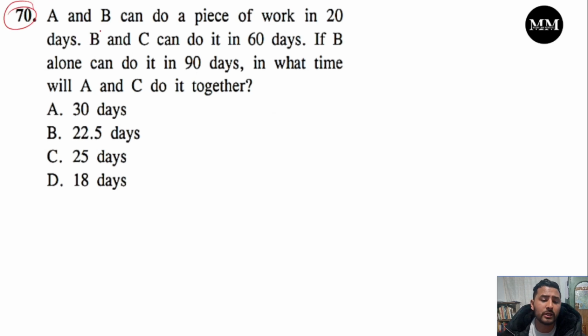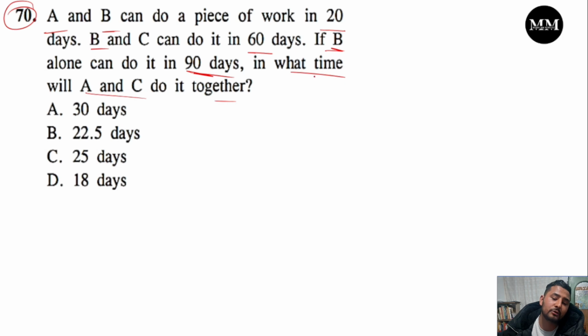A and B can do a piece of work in 20 days. Again, time and work. B and C can do it in 60 days. If B alone, remember B alone can do it in 90 days. And what time do A and C together do it? So they are asking A and C can do it in how much time?